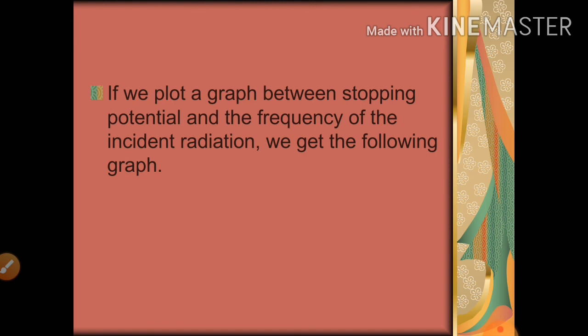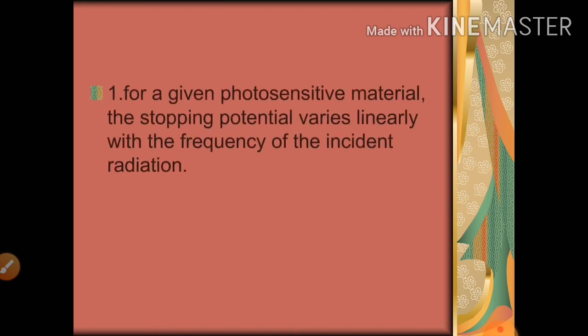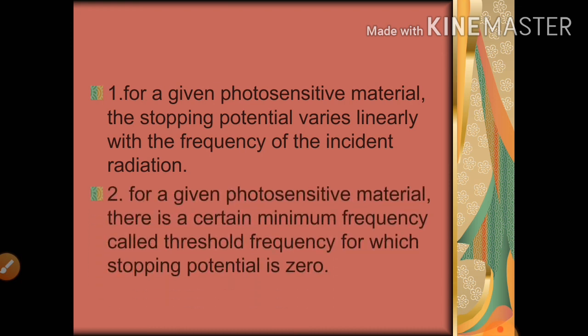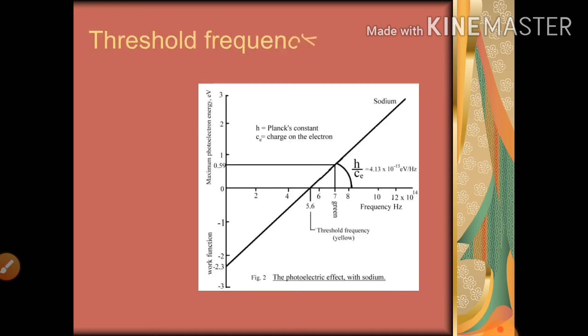If we plot a graph between the stopping potential and the frequency of the incident radiation, we get the following graph. For the given photosensitive material, the stopping potential varies linearly with the frequency of the incident radiation. For a given photosensitive material, there is a certain minimum frequency, called the threshold frequency, for which stopping potential is zero.